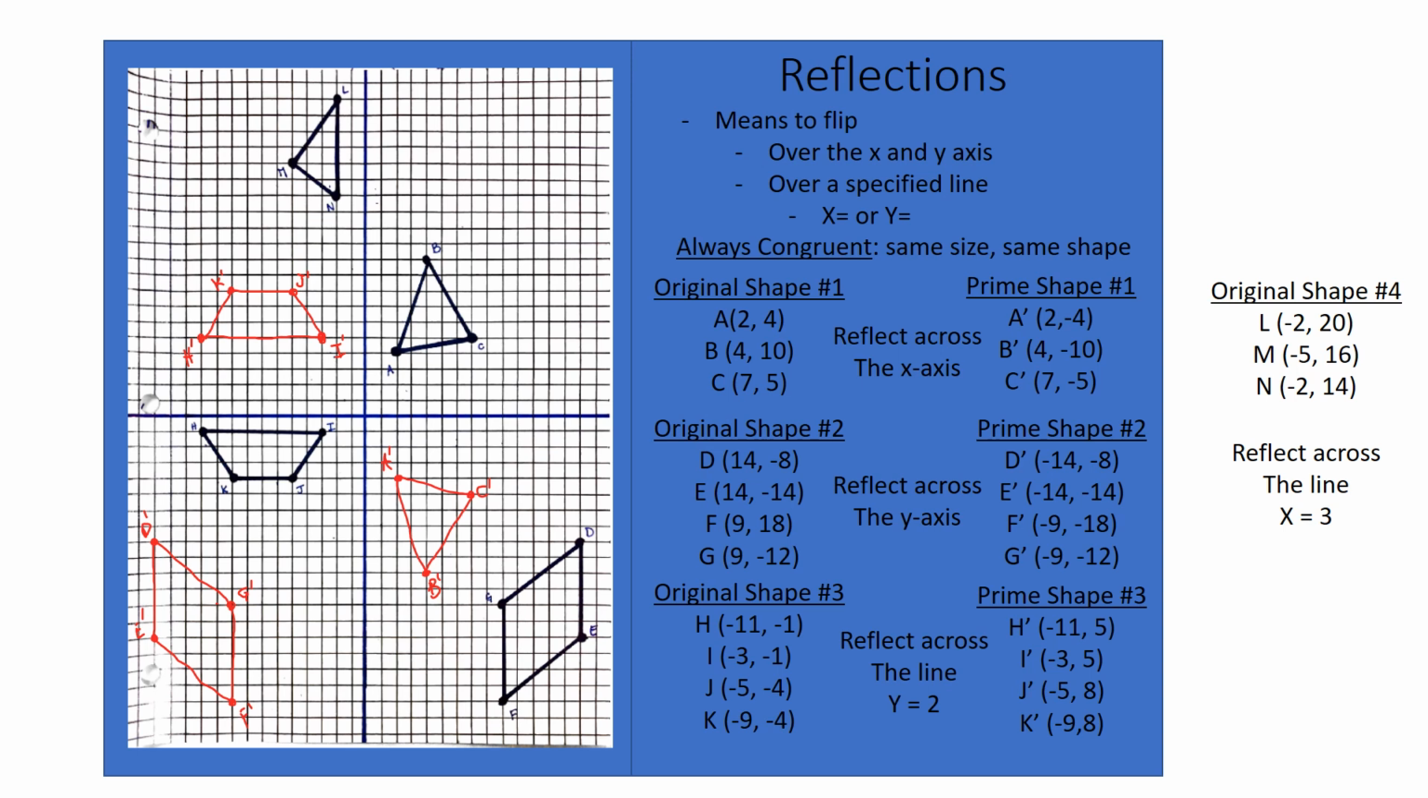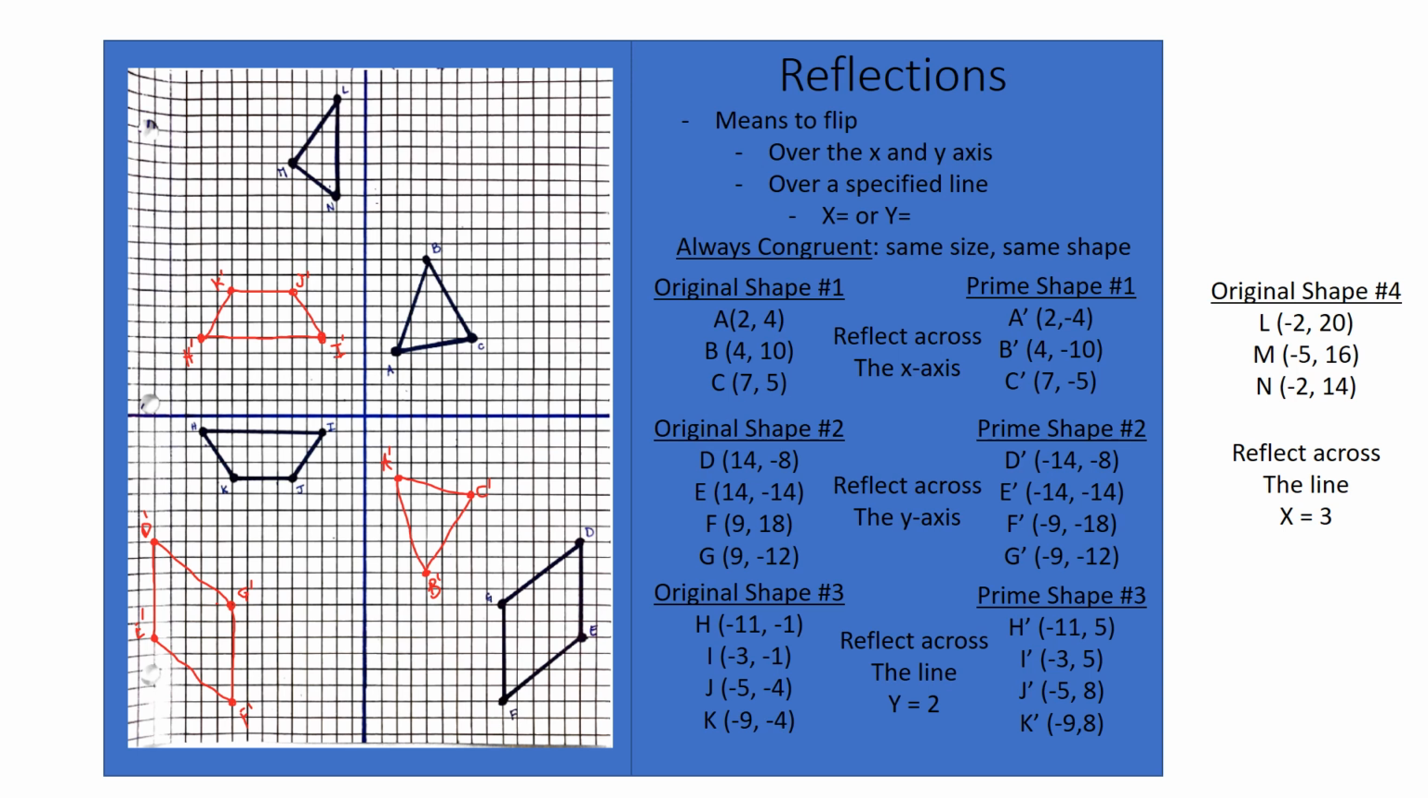We are going to reflect this across the line x equals 3. Just like with the last problem, this one is different because the line is not drawn for us. We have to draw the line x equals 3.